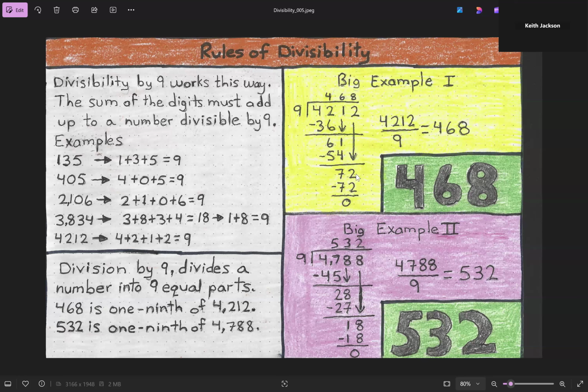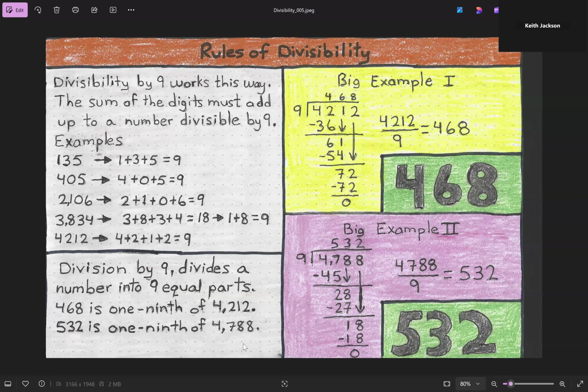61 minus 54 would give us a 7, knowing that 9 cannot go into 7, so we're going to bring down the 2 to make it a 72. And we know that 9 can go into 72 8 times, because 9 times 8 will give us 72. 72 minus 72 will give us a 0 remainder. And so 4,212 divided by 9 equals 468. Imagine that.